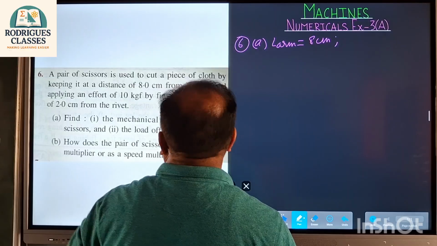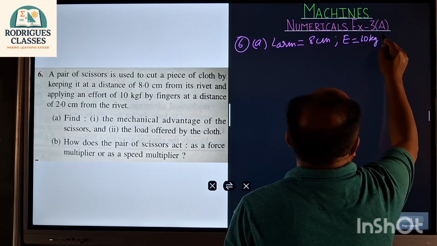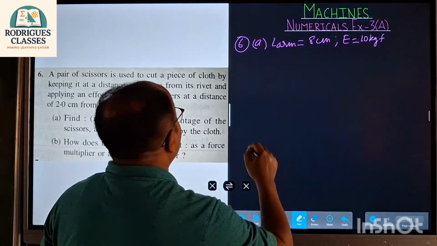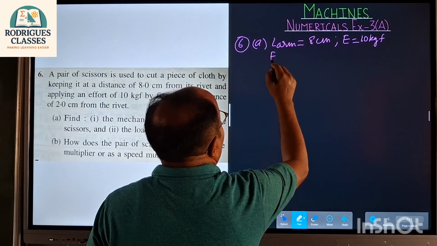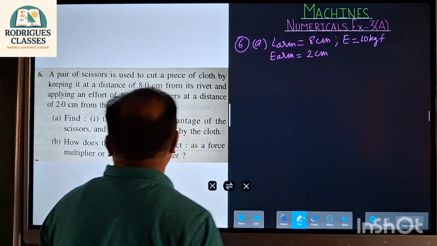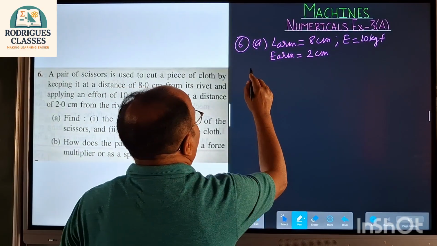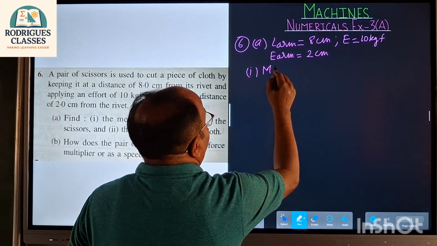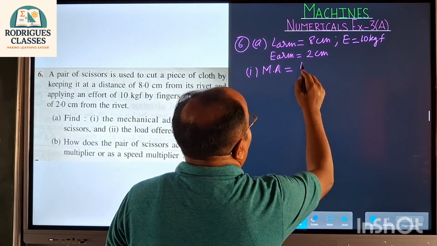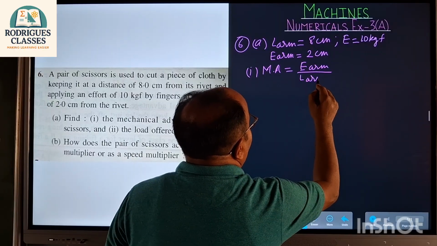Then effort is 10 kgf. And then the fingers are kept at a distance of 2 centimeter from the rivet. So effort arm is equal to 2 centimeter. So we know the load arm and the effort arm. Let us go to find the first one, the mechanical advantage, by using the formula effort arm by load arm.